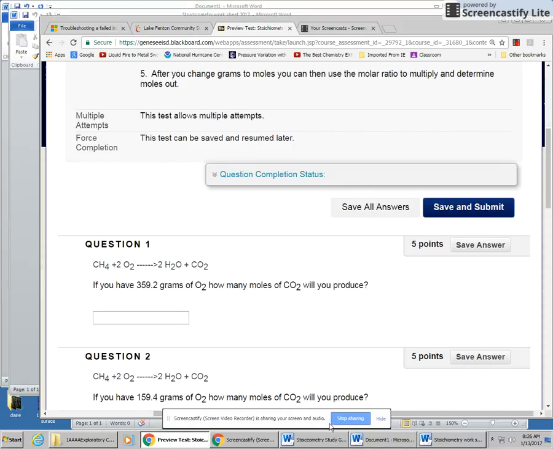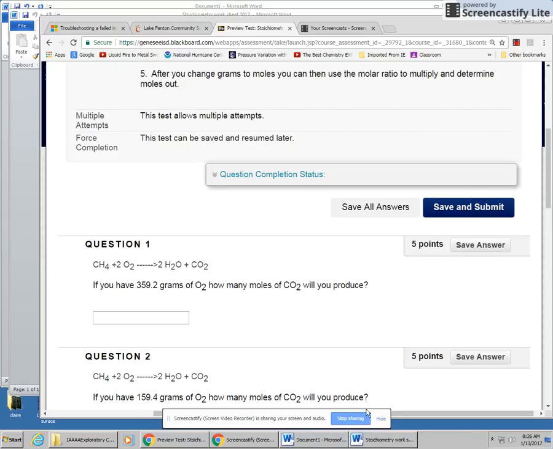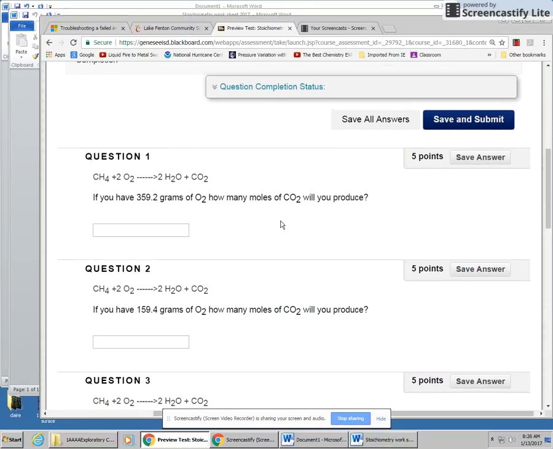So the first thing, if you've got this, not this one, stoichiometry worksheet, this also tells you exactly what to do. All right, so we are going to start with question 1, and it looks like we have a balanced equation because we got CH4, there's one C, there's one C, there's 4 H's, there's 4 H's, there's 4 O's, there's 2 and 4 O's, so that is balanced.